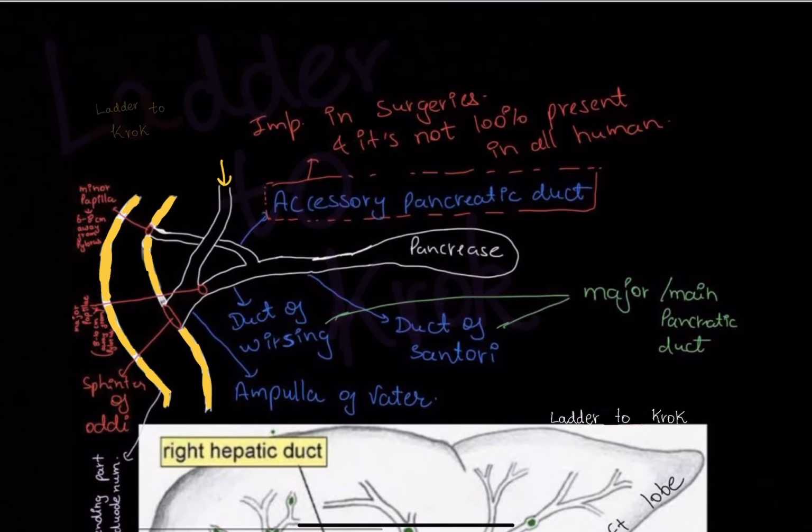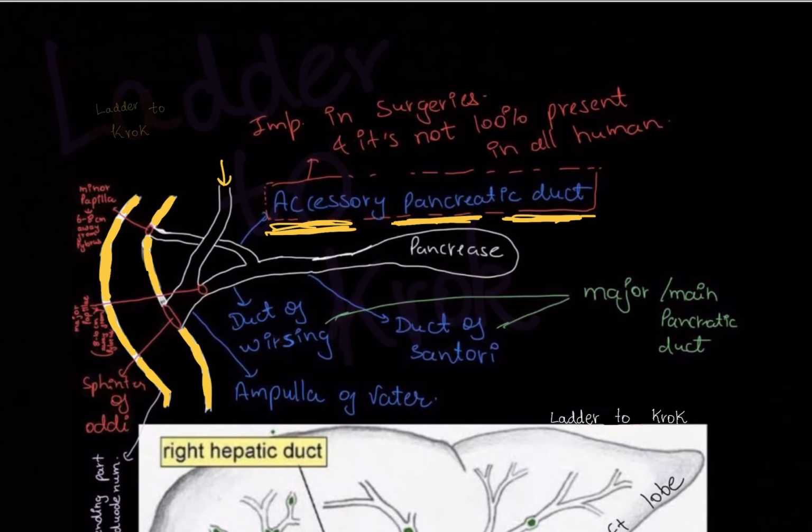Actually, in the pancreas, sometimes there are two ducts. This one is the major duct. But sometimes there is one more duct that arises from the pancreas, and we call that duct the accessory pancreatic duct. It is very important in surgeries. It's not present in all humans. In some humans, the accessory pancreatic duct is present.